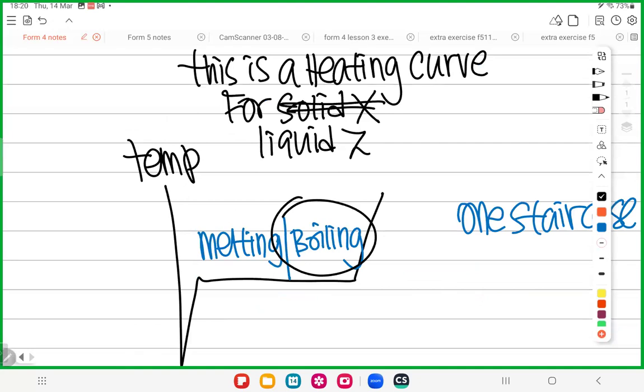Do you understand what I am talking about? I'm trying to tell you, when you have one staircase, you have to be careful, because the one staircase maybe is melting, maybe is boiling. How to know? Read the question.